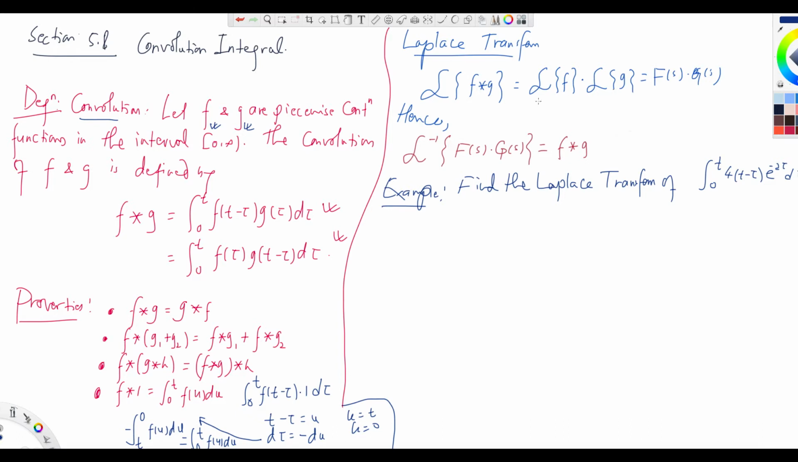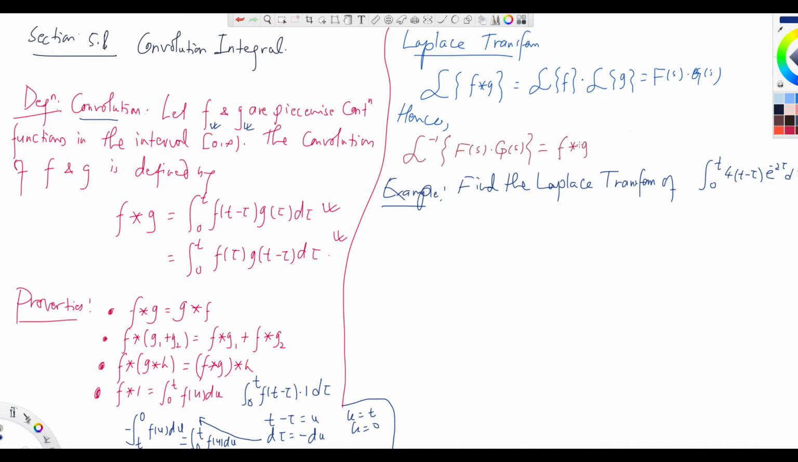Let us denote that the Laplace transform of f is uppercase F of s, and the Laplace transform of g is uppercase G of s. Then the other way is, if you take the inverse Laplace transform, what do you get? The inverse Laplace transform of F(s) times G(s) is equal to the lowercase f convolution g.